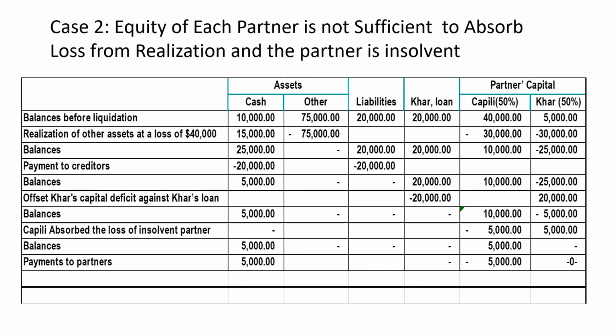So let's take a look at case number 2, in the event that the partner becomes insolvent. We just focus on that one. Take note, we already offset the balances. So we still have cash 5,000. No more other asset, no more liabilities, no more car loan. Partners' capital still has 10,000 for Kapili and negative 5,000 for car. But this time, car is insolvent. So Kapili would now absorb the loss of the insolvent partner. So instead, we would deduct the 5,000 negative balance of car from Kapili. So the balance would now be cash 5,000, car capital 0, and Kapili capital 5,000. So we would now pay the remaining 5,000 to Kapili.